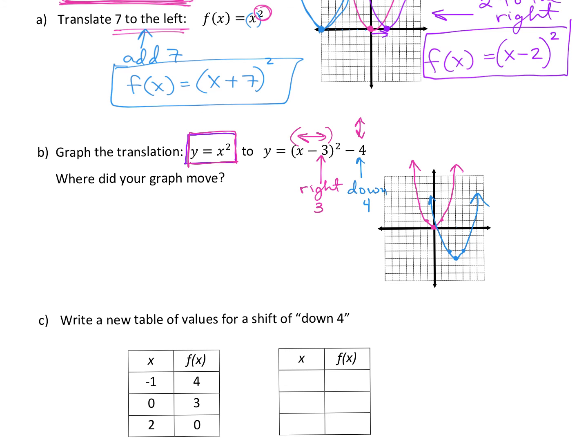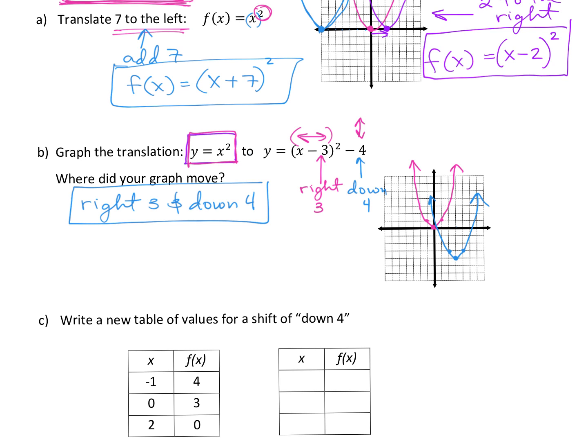Okay, so when it says where did your graph move, what I'm looking for there is we went to the right 3 and down 4. Okay, any questions on that?